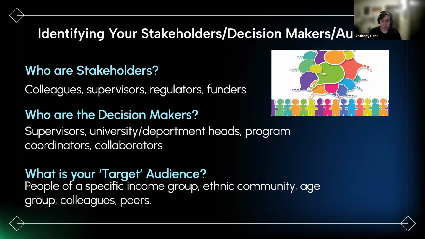And then finally, the target audience would be a group of people in a specific income group, ethnic group, age group, colleagues, and peers. And ultimately, this comes together in deciding what your experiment's going to accomplish, who is it going to benefit, and ultimately who's going to be in charge of it and funding it.